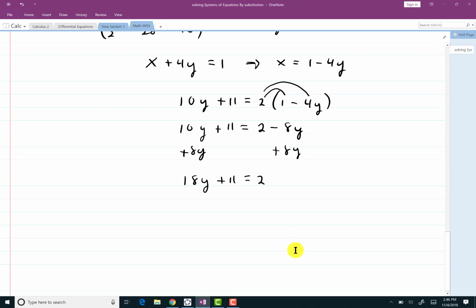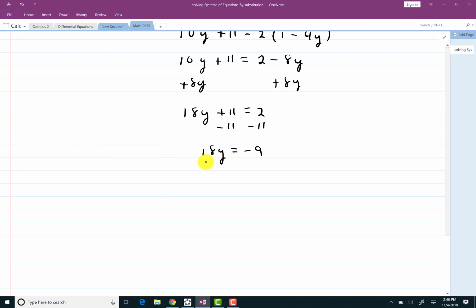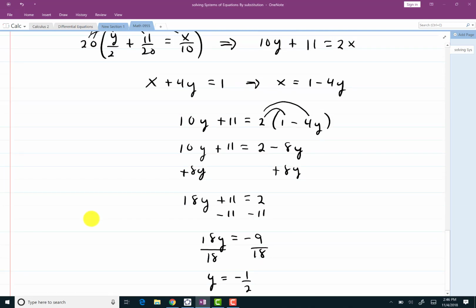Then I'll subtract 11 from both sides, and I'll get 18y equals negative 9. And then I'll divide by 18. And I'll get y equals negative 1/2. That's what happens when you simplify 9 over 18. So I have half of an answer so far. I need to go back and figure out x.